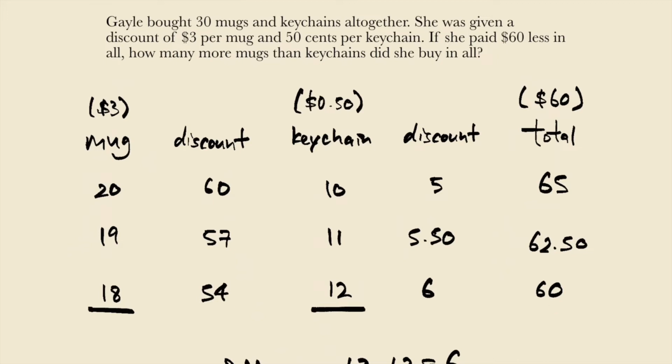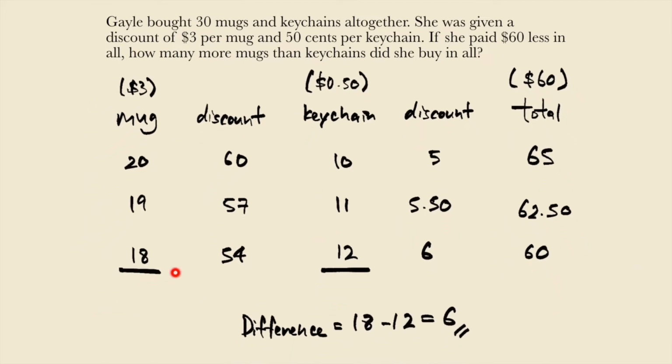How many more mugs than keychains? Do not take the sum, okay, or do not take each answer here. We have to find the difference. So the difference between them is 6.